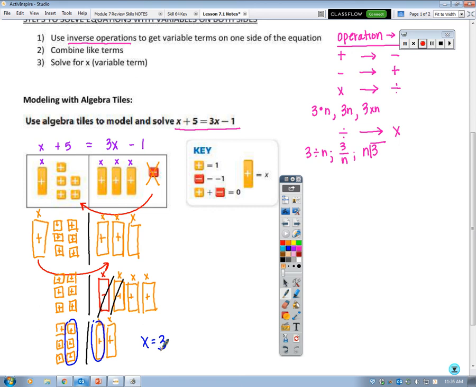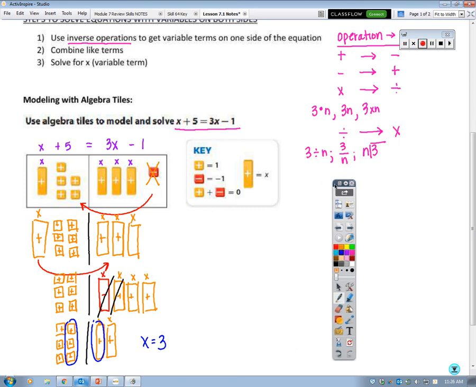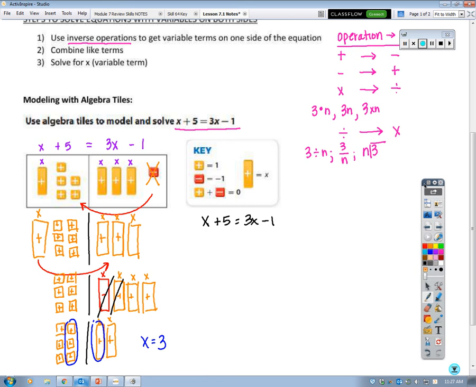Real quick, I just want to show you what that would look like algebraically. So if I've got my algebraic equation, x plus 5 equals 3x minus 1, I'm going to do the same thing, right? So this is the same thing that I've got here. I'm going to move all my constants to one side using inverse operations, and all my variables to the other side using inverse operations. So I'm going to do the same thing here. I'm going to move that 1, combine my constants.